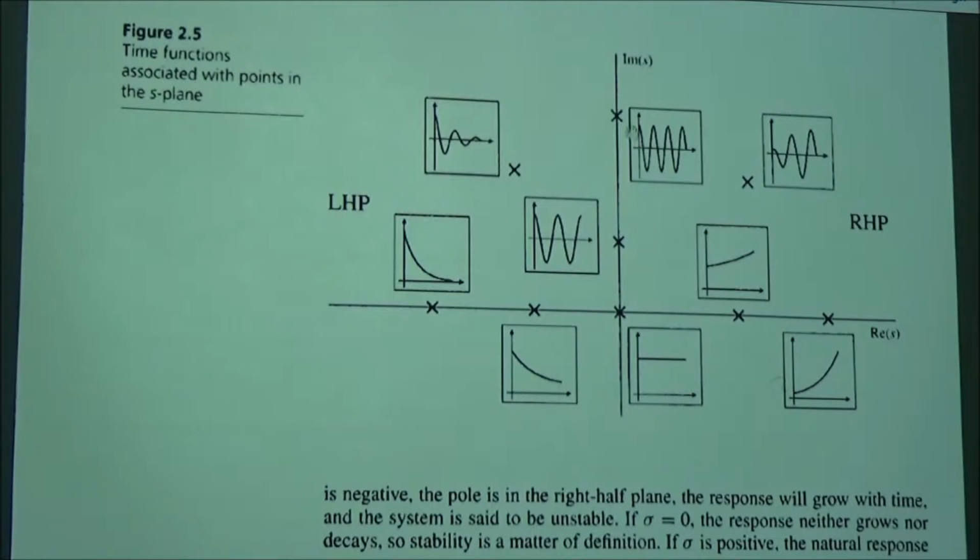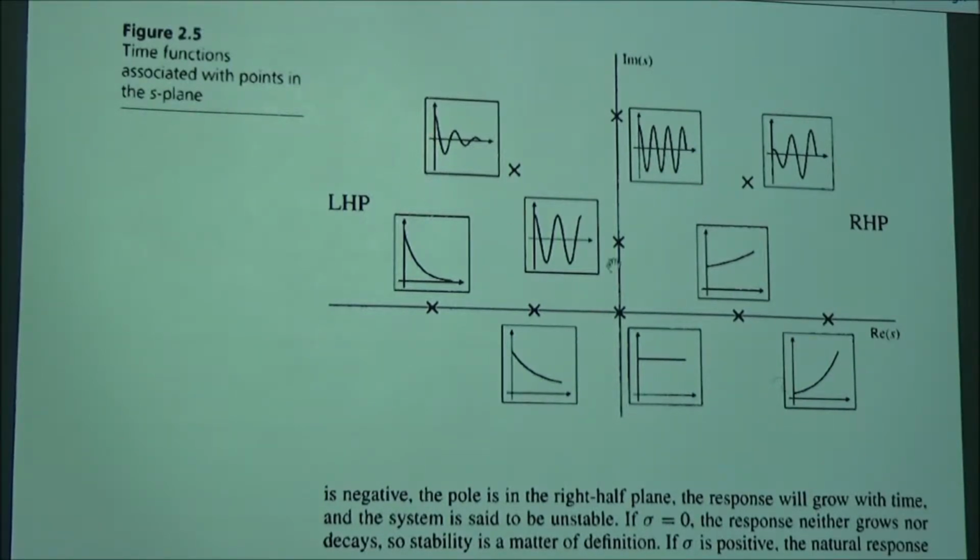Here is, for example, a pole on the j omega axis, you have pure oscillation. If you have a pole in the right half plane, it blows up. It goes to infinity, either through oscillation, if you have a complex conjugate pole. If you have a real pole in the right half plane, you're going to have this kind of exponential growth going to infinity, and you have an unstable system. If you have just the origin, you have a neutral situation. It's just going to stay there. It's not going to go to 0. It's not going to blow up.